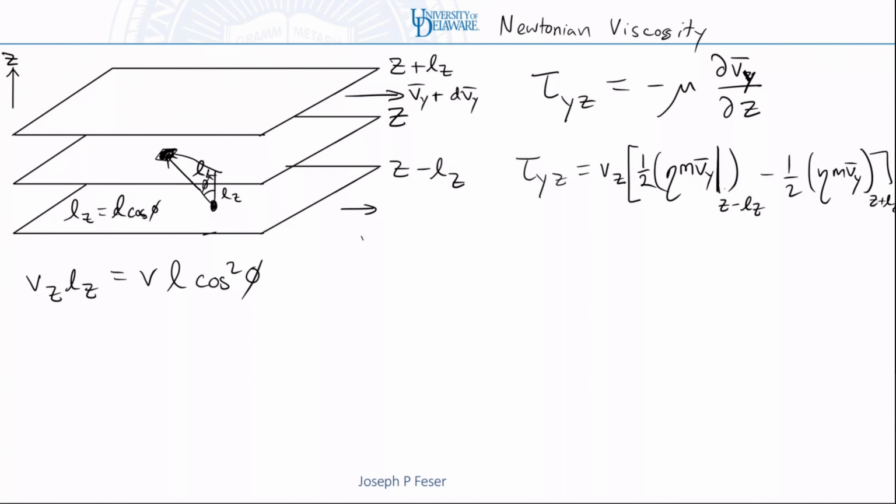I can expand all that as a Taylor expansion, and we'll get something similar to what we've had in the other cases. So we'll get Vz times Lz times the derivative with respect to z of the stuff inside.